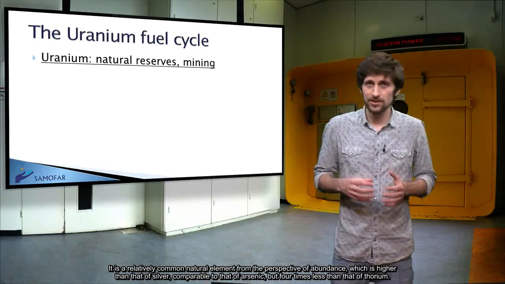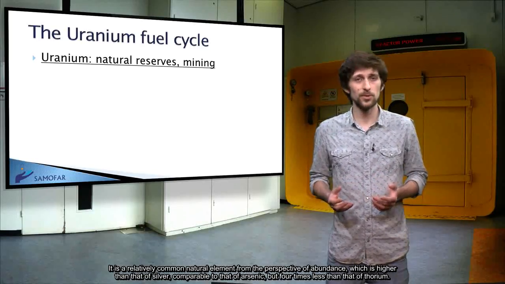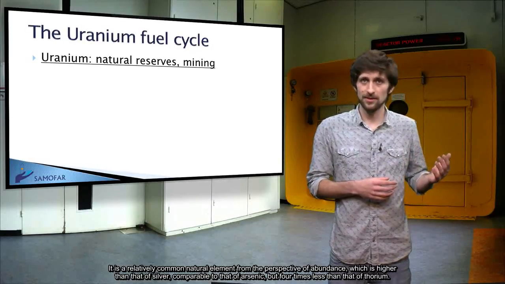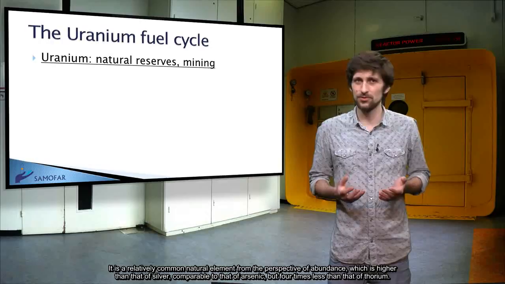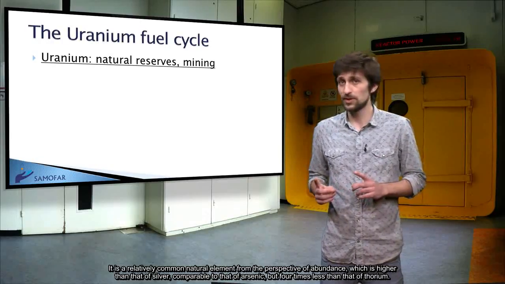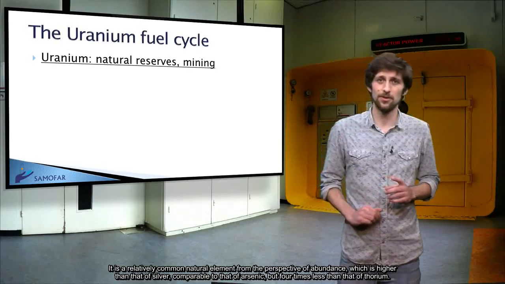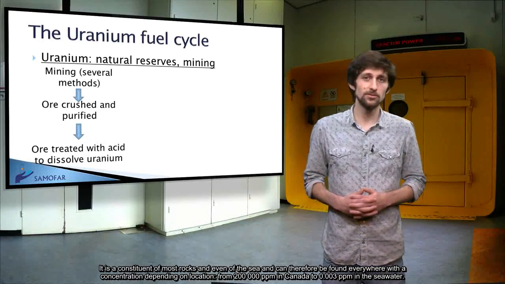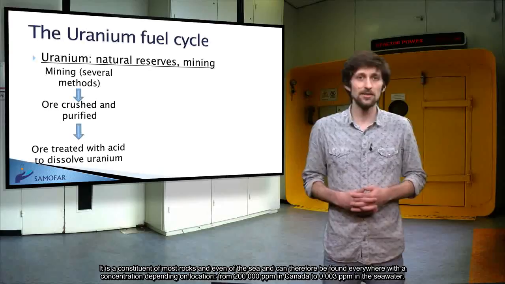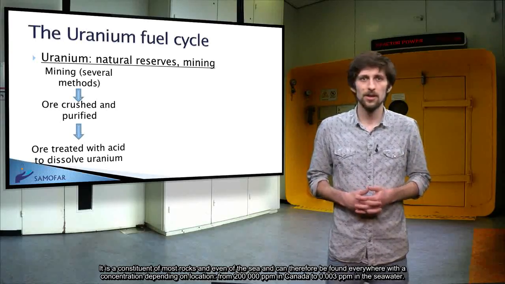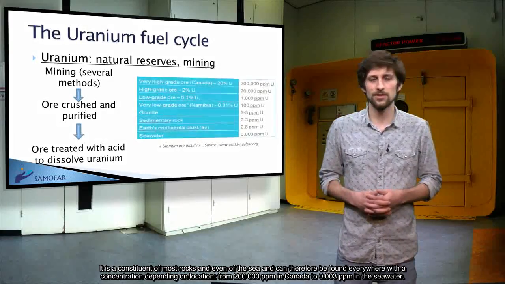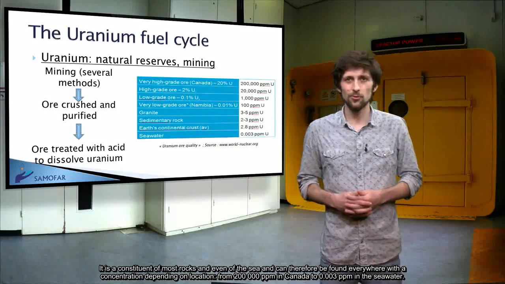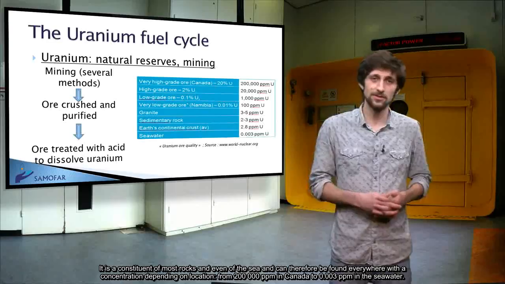It is a relatively common natural element from the perspective of abundance, which is higher than that of silver, comparable to that of arsenic, but 4 times less than that of thorium. It is a constituent of most rocks and even of the sea, and can therefore be found everywhere with a concentration depending on location, from 200,000 ppm in Canada to 0.003 ppm in the seawater.